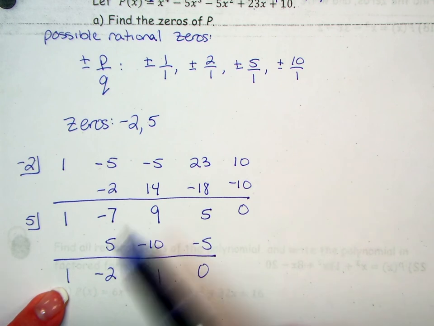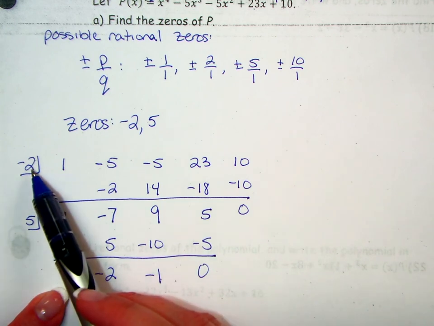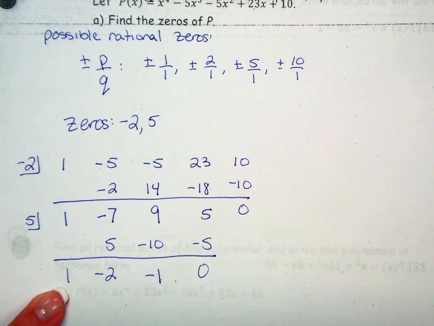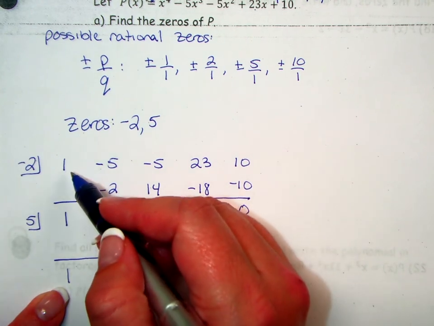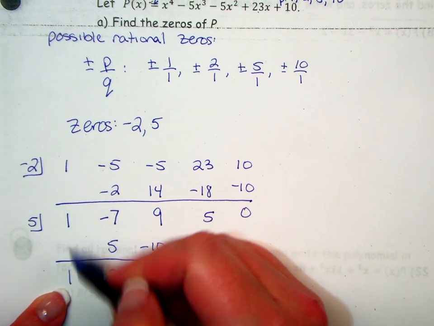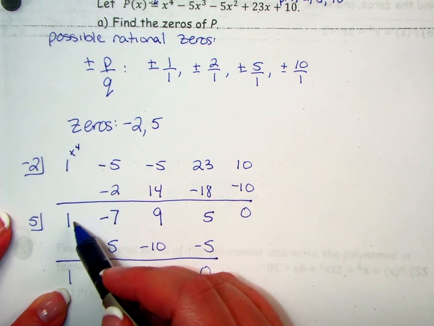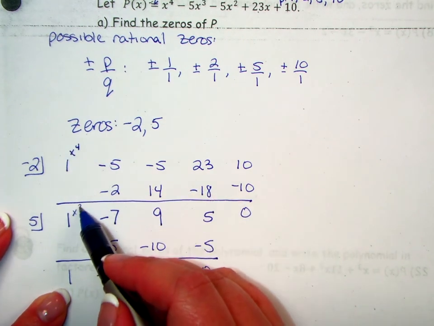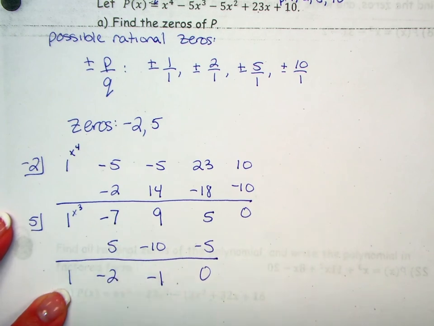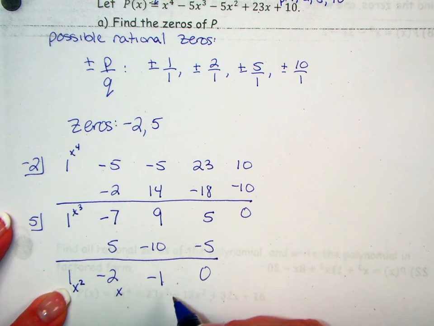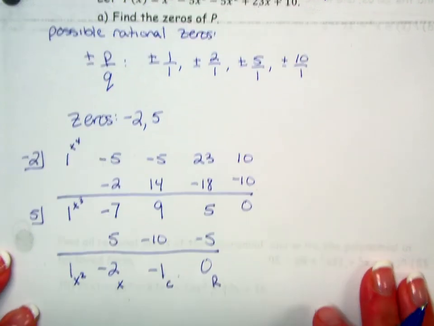All right, this is what's left after we divide x plus 2 and x minus 5. So remember, in synthetic division, it gets 1 degree less, right? So we started off with an x to the 4th. When we divided the -2 out, this would be our x cubed coefficient. And so then, when we divided by 5, this is our x squared coefficient. This is the x coefficient. This is the constant. And this is the remainder, right?